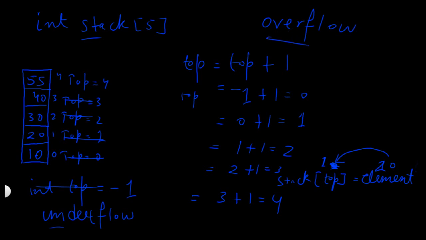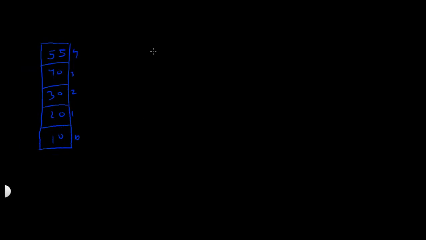So when the stack is full, then it is also called overflow condition. Now when an element is deleted from the stack, then the value of top is decremented by 1. So top equals top minus 1. Now the value of top at this point is equal to 4. Now if you want to delete an element from the stack, then the value of top will be decremented by 1. So 4 minus 1 equals 3.